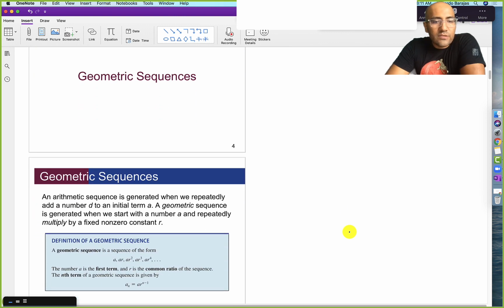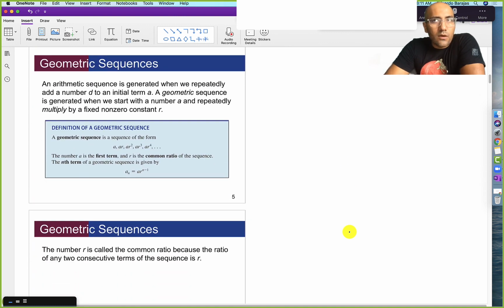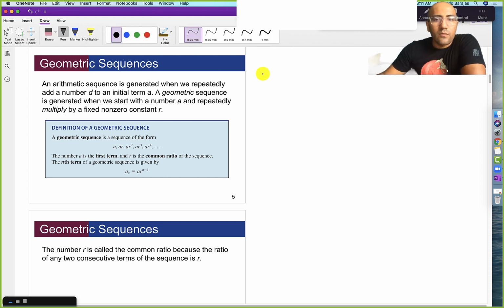So, geometric sequences. We looked in general at what a sequence is, right? A sequence is just a list of numbers where the order matters. That list could be anything, like 3, then 5, then 7, then 9, then 11. It looks like I'm listing the odd numbers. That's a sequence. It could be something where I'm squaring and subtracting 1.